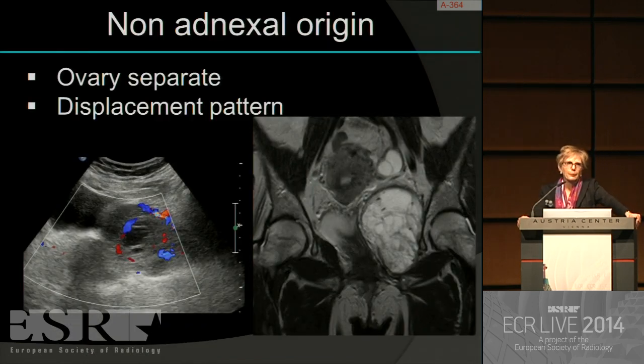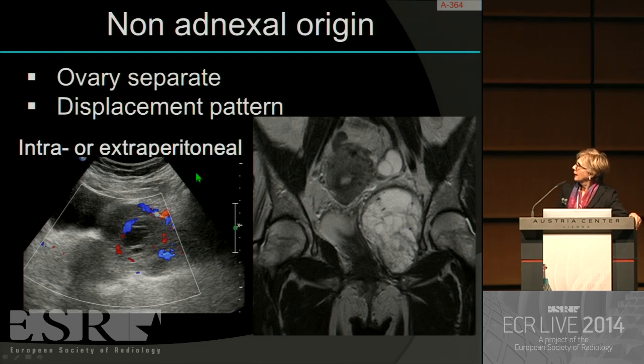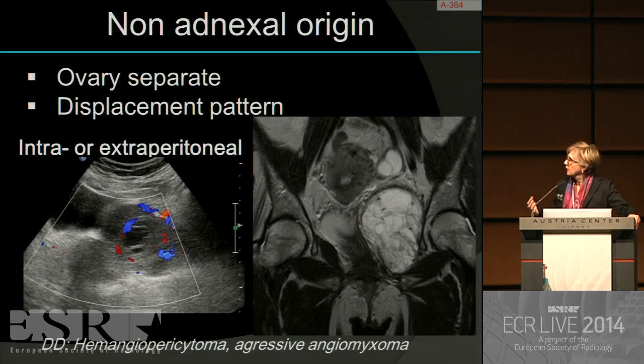This is just a typical example of a mass that is non-adnexal in origin. Why is this? Because we can clearly separate the ovary from this lesion, and then we go for the displacement pattern. And this displacement pattern assists us to decide if a lesion is intra- or extraperitoneal. Here, displacement of the vagina clearly shows that this is extraperitoneal. And whenever we have such a site and such a morphology of a lesion, we should either think of hemangiopericytoma or aggressive angiomyxoma.